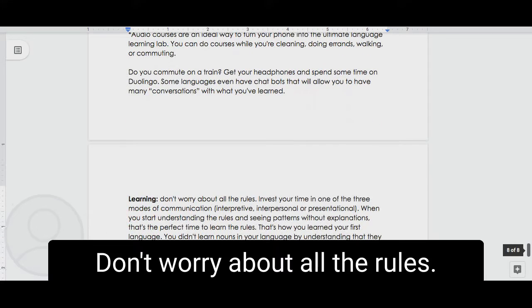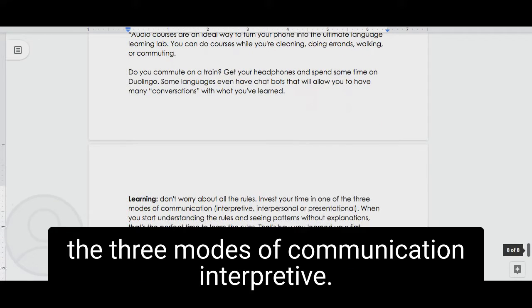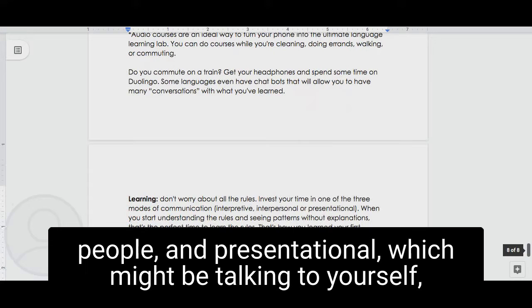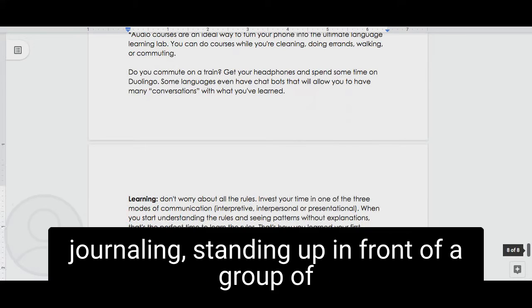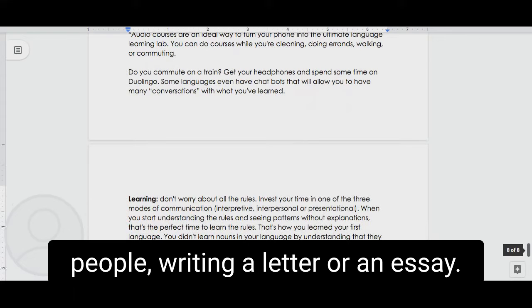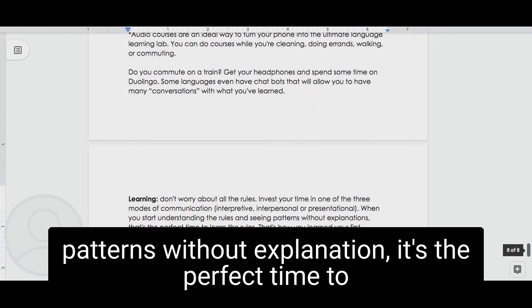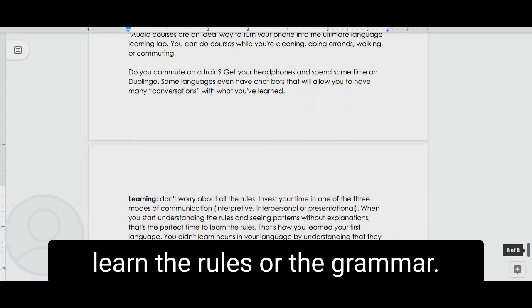In learning, don't worry about all the rules. Invest your time in one of the 3 modes of communication. Interpretive, that's what you understand. Interpersonal, which is communicating with people. And presentational, which might be talking to yourself, journaling, standing up in front of a group of people, writing a letter or an essay. When you start understanding the rules and seeing patterns without explanations, it's the perfect time to learn the rules or the grammar.